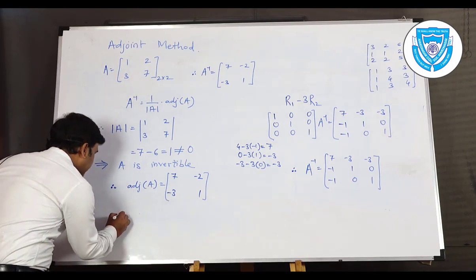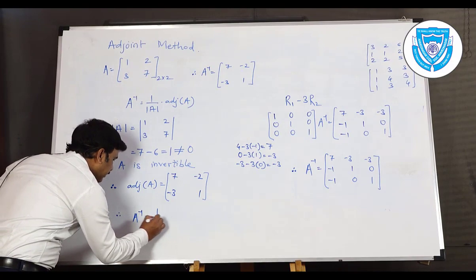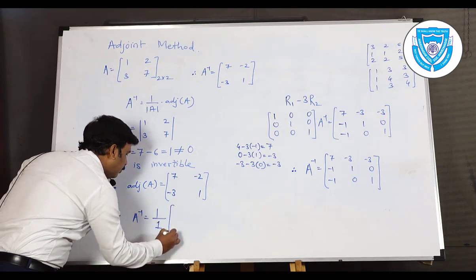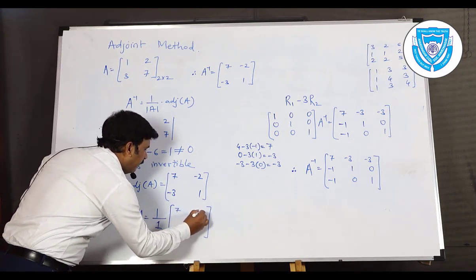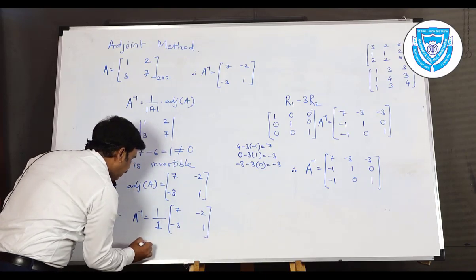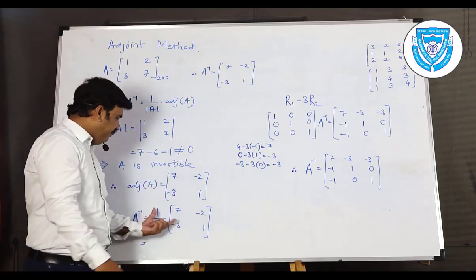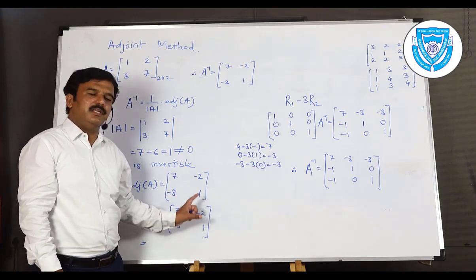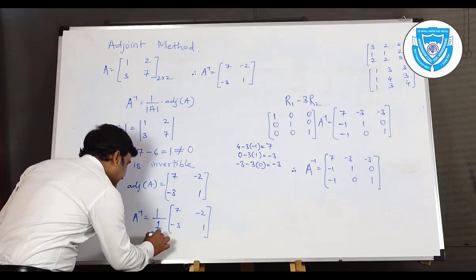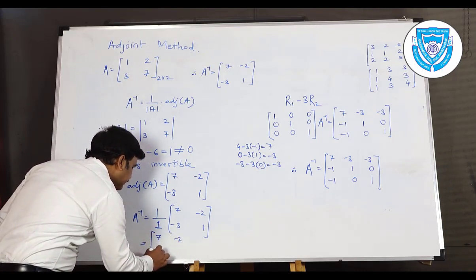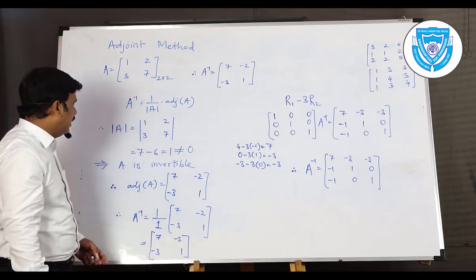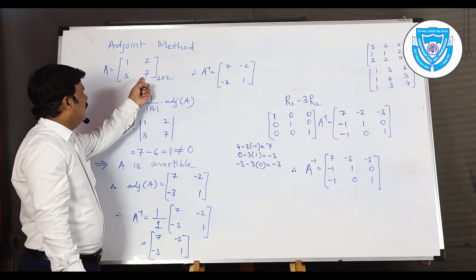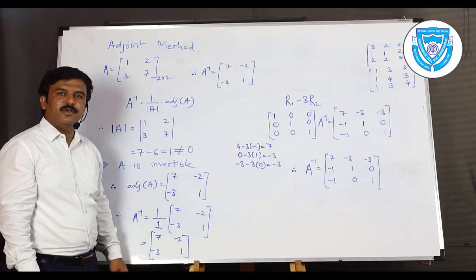Now, let us use the formula. Therefore, A inverse is equal to 1 upon determinant of A, and of course, the determinant is 1. So 1 upon 1 into 7, minus 2, minus 3 and 1. And 1 upon 1 is 1. If we multiply the entire matrix by 1, this matrix will remain as it is. We'll write all the elements as they are: 7, minus 2, minus 3 and 1. This is how, in just 2-3 simple steps, we could evaluate the inverse of the given matrix A using the adjoint method. All of you understood?